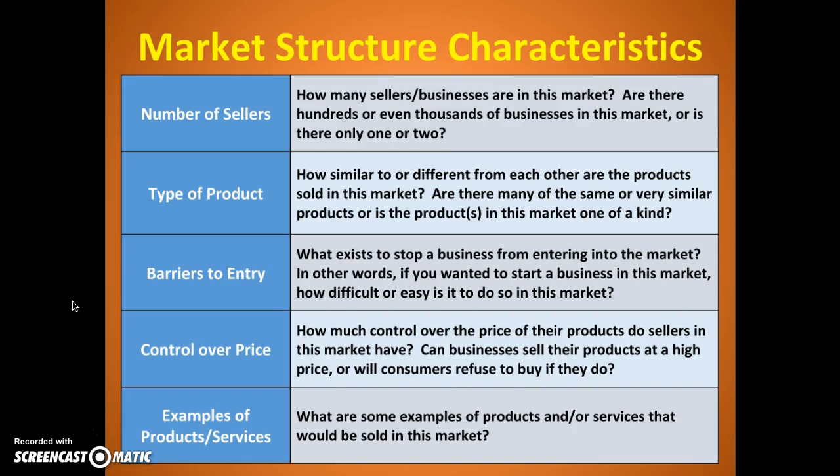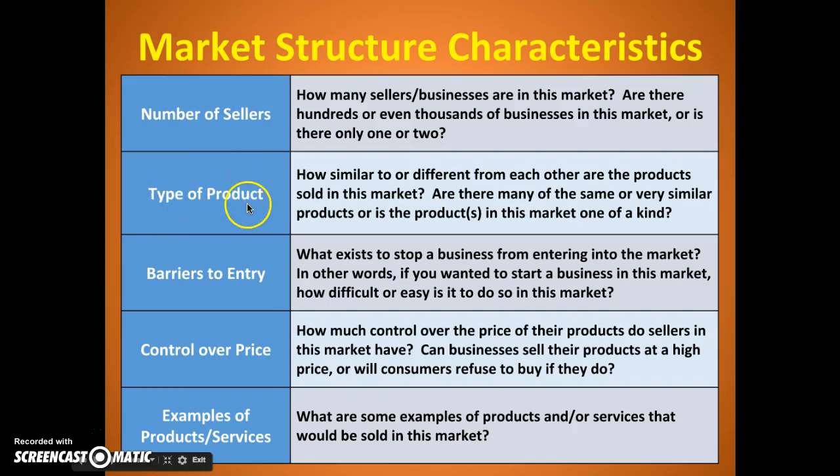This is a list of some characteristics, and these are the ways we tell the different market structures apart. We have the number of sellers, which simply asks how many sellers, or in other words, how many businesses participate in this market. Are there hundreds or thousands, or is there only like 3 or 2 or 1? Based on how you answer that, you're going to get a different type of market.